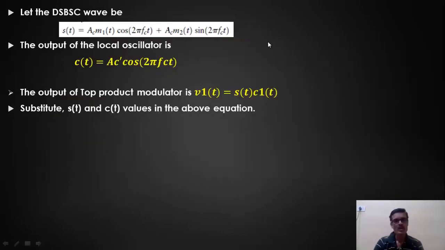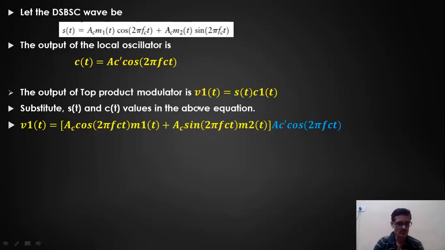Now I will explain how a message signal M1 of t is recovered in the top channel, that is the I channel, by using a simple derivation. Now, as you know, the S of t given to the first product modulator is the multiplexed input signal. The local oscillator will produce a signal which is given by AC dash cos 2 pi fct. Now the output of the top product modulator is nothing but the multiplication of that S of t with the carrier, that is C of t, let us say. So when I substitute this S of t and C of t into this particular equation, what I will get is this equation, where the first part is S of t and the second part is the carrier, that is AC dash cos 2 pi fct.